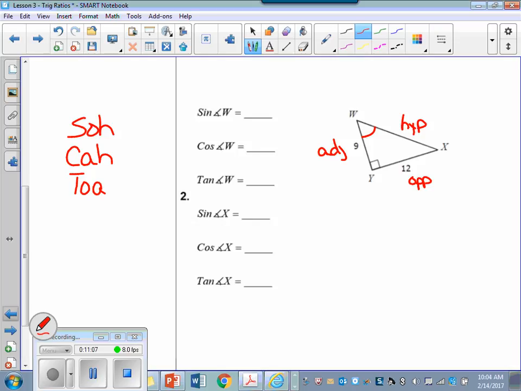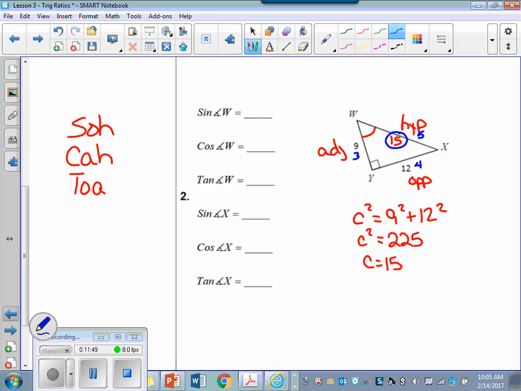So here's my opposite, here's my hypotenuse, and here's my adjacent. And right away I notice that I am missing the hypotenuse. So c squared equals 9 squared plus 12 squared. Let's see, 81 plus 144, 225. And c is 15. Of course, this was a Pythagorean triple, right? 9 divided by 3 is 3, 12 divided by 3 is 4, so a 3, 4, 5, and 5 times 3 is 15 for the side length, reminding you of the first lesson in this particular unit.